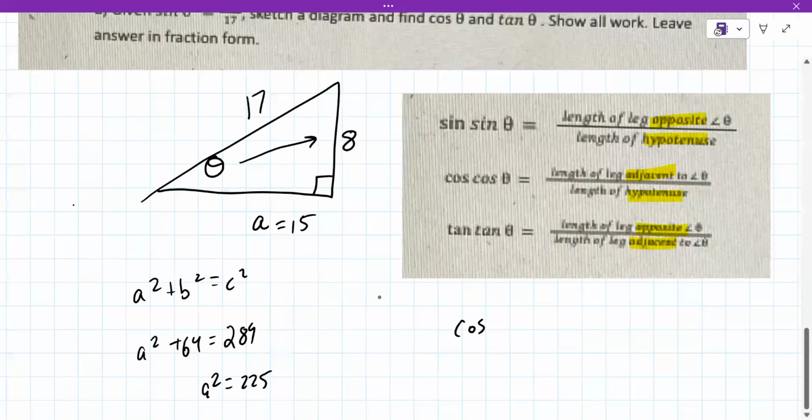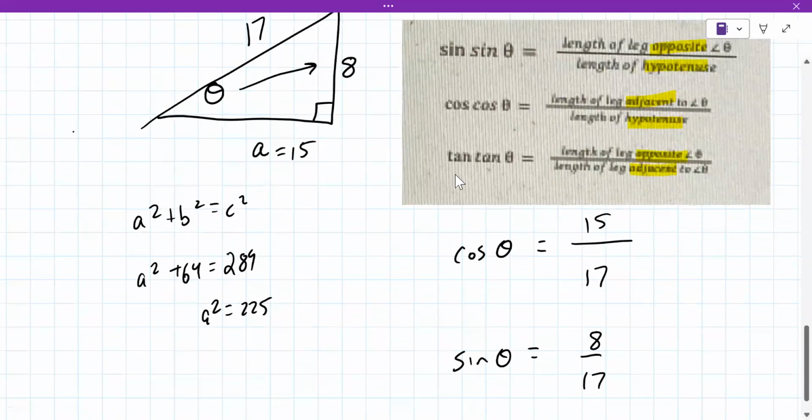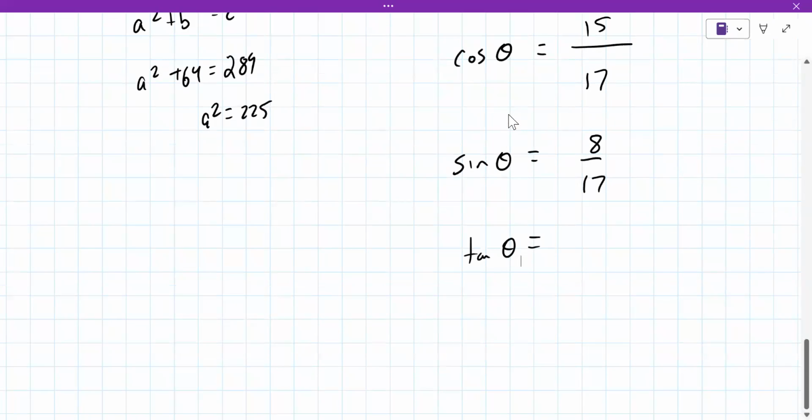Okay, so can you then tell me cosine of theta, now that you have that? Cosine would be adjacent over hypotenuse, and then that would be 15 over 17. Okay. Very good. And then sine would be 8 over 17. Good. And tangent theta would be 8 over 15. Good.